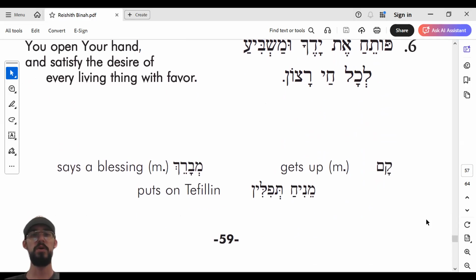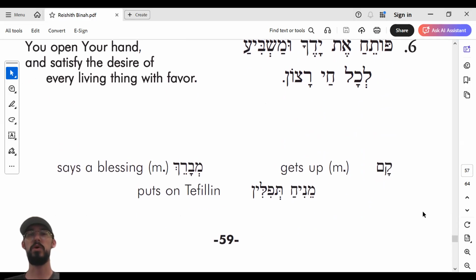Okay, so a couple of words here. Mike, you were asking about this verb kam, gets up. It's to get up in the morning. Ani kam b'boker, I get up in the morning. Mevarech is he says a blessing. Hu mevarech. He says a blessing, or he blesses, right?